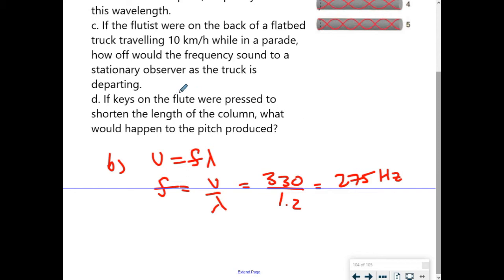And so I'm actually going to go out of order. I want to talk about letter D next. It says, if keys on the flute were pressed to shorten the length of the column, what would happen to your pitch? Your pitch would go up, because we know that as you shorten up the column, it means that your wavelength is shorter, which means that you have a higher frequency, which means you have a higher pitch.